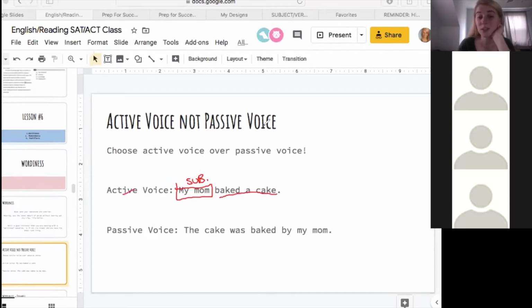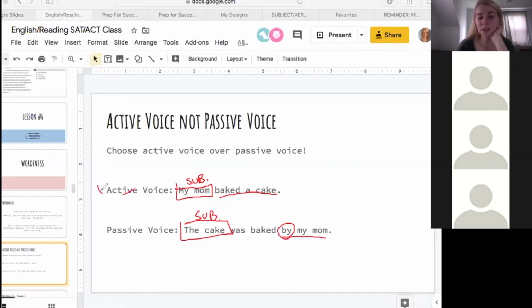Now passive voice, a little different there. What's our subject there? We got, the cake was baked by my mom. What's my subject? Is it still my mom, or is it something else in the sentence? What are you guys thinking? Awesome. So we have the cake now. The cake is now my subject of the sentence. So notice the cake is not doing the action. The action is being done by my mom.